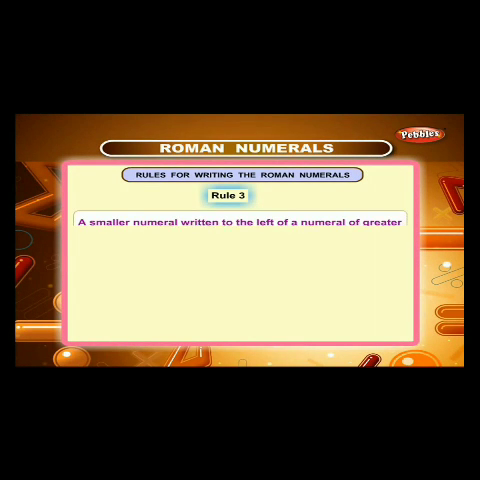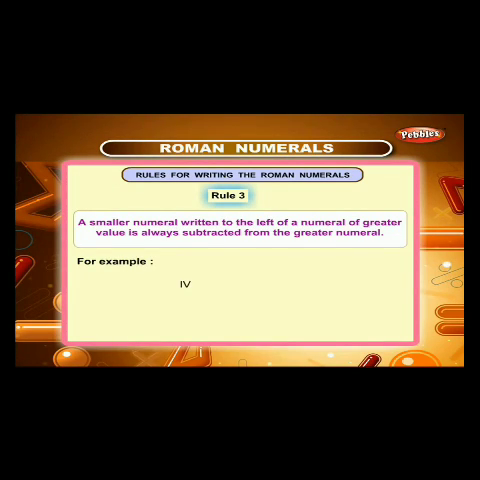Rule 3. A smaller numeral written to the left of a numeral of greater value is always subtracted from the greater numeral. For example, I written to the left of V is 5 minus 1, which is equal to 4. X written to the left of L is 50 minus 10, which is equal to 40. X written to the left of C is 100 minus 10, which is equal to 90.